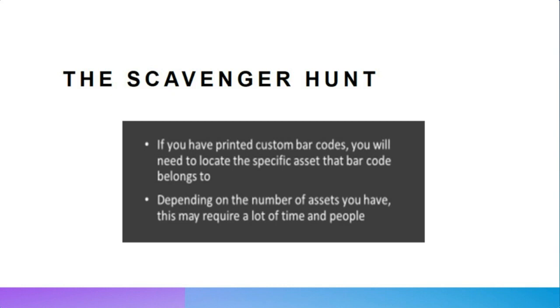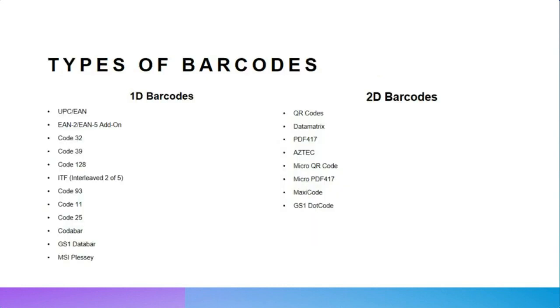Okay, let's move along to the barcodes. I just wanted to list here a lot of the barcodes that we do scan. Basically, any 1D or 2D barcodes are compatible with the Asset Panda mobile app barcode scanner. To note, the most popular barcode type in the U.S. is going to be Code 128 on the 1D barcode side.